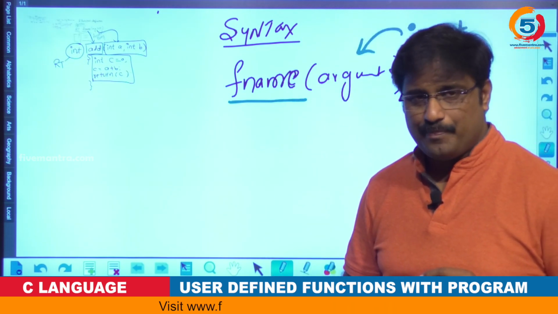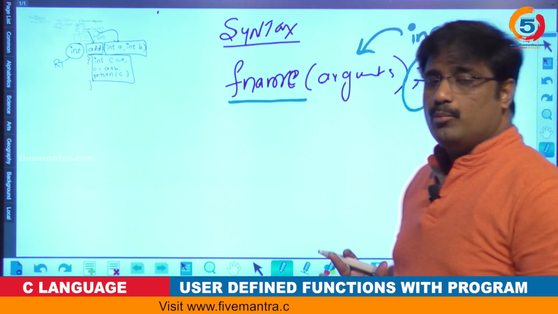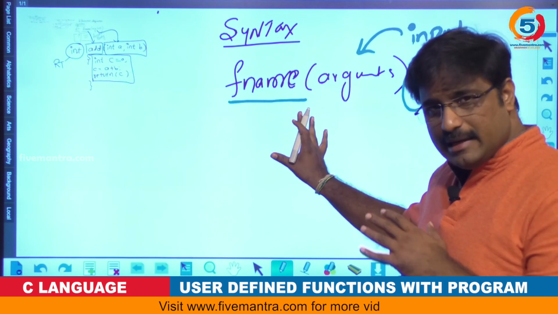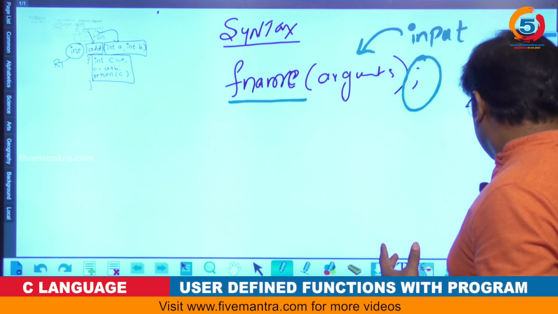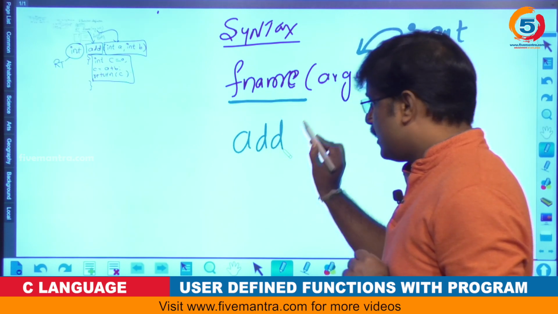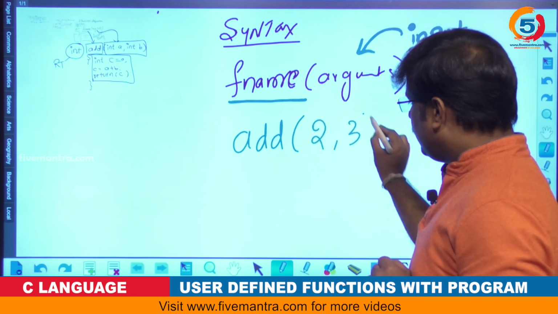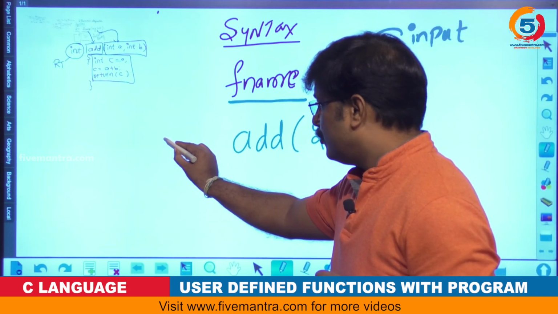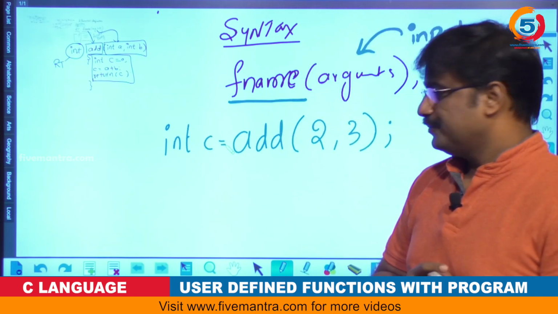In an entire program only one function definition will exist, and more than one time you can call the function. This is the syntax. Now I want to explain with my example. I want to do the addition. My function name is add, and I need to add 2, 3, semicolon over, and the return type is integer, so int c equal to, this is right.